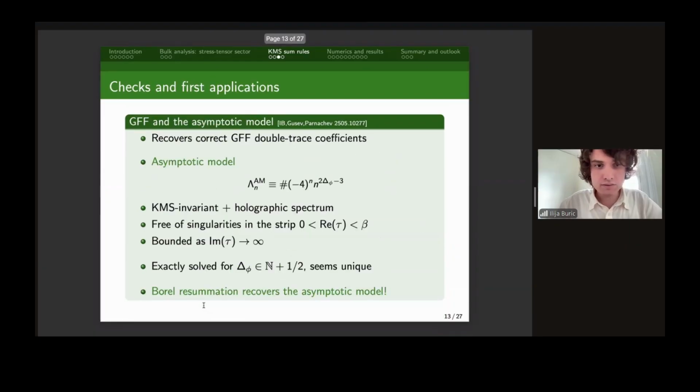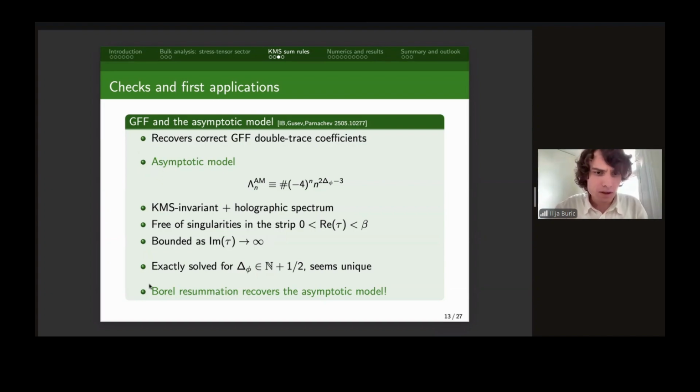And then what you can do is recover the full two-point function as a complex function of tau, as a function in the complex tau plane. And this function has the following properties. It's KMS invariant, this is by construction, and has holographic spectrum. But importantly, it doesn't have any singularities in the complex strip from 0 to beta. And it is also bounded, so it also doesn't have a singularity at tau equals infinity. So it's bounded as the imaginary part of tau goes to infinity.